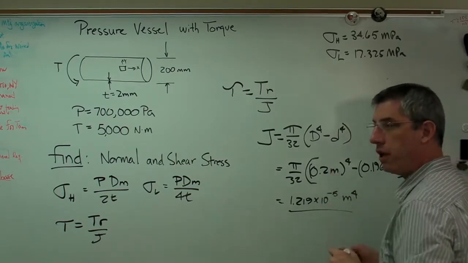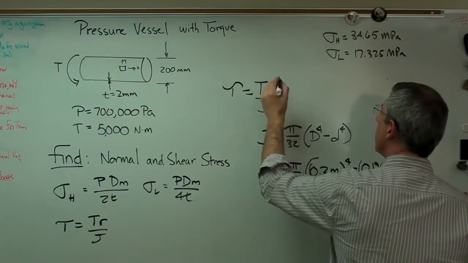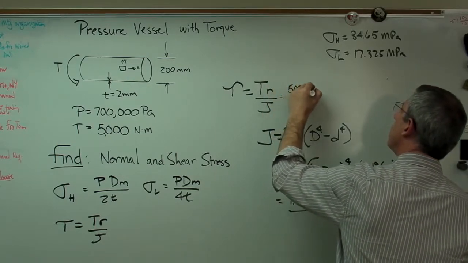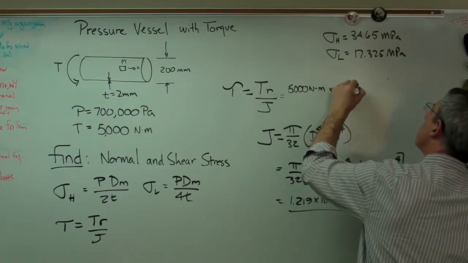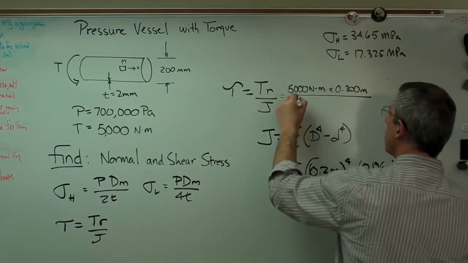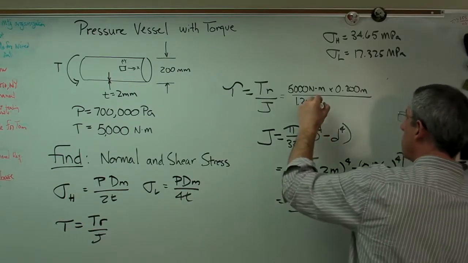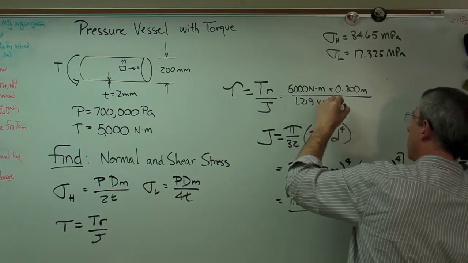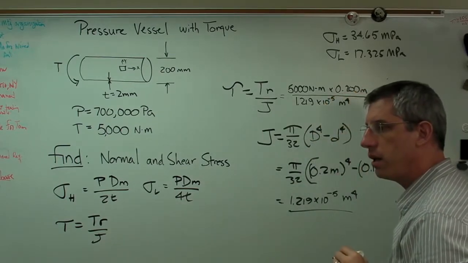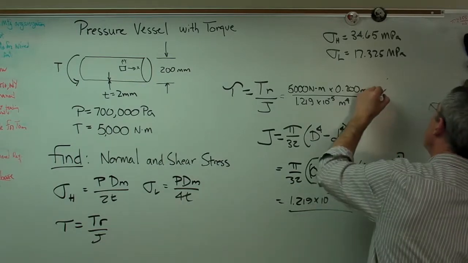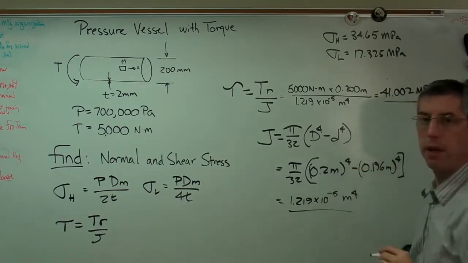All right. Using that for J, the shear stress, we calculate this out, with a torque of 5,000 Newton meters times 0.200 meters over this teeny tiny little number, but teeny tiny only because it's expressed in meters. It would be large if we expressed it in millimeters. And we get 41.002 megapascals. So there you have it.